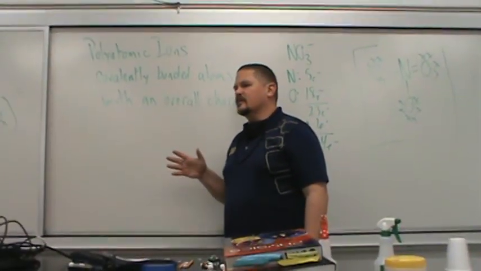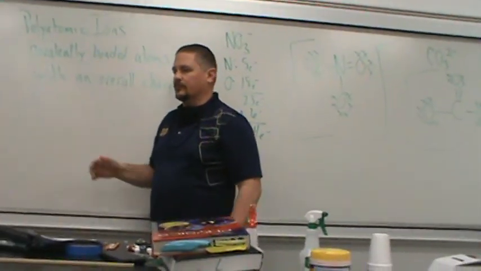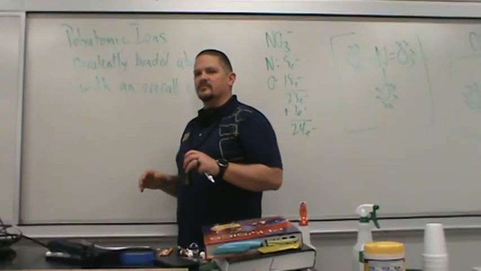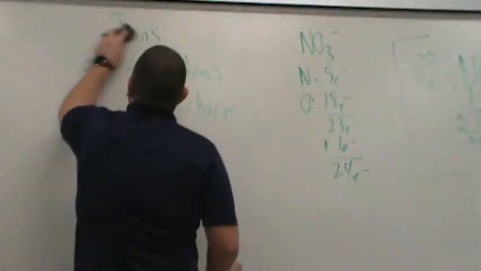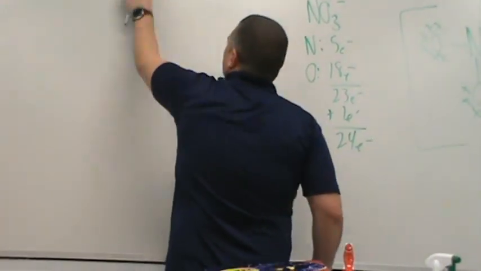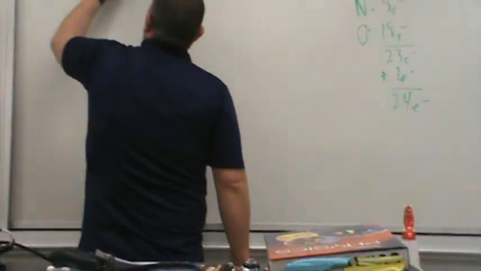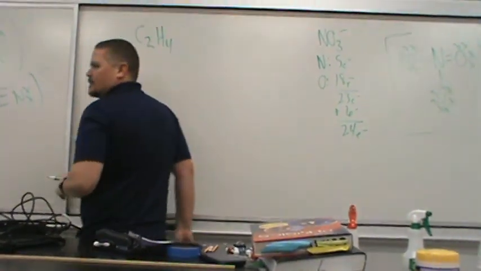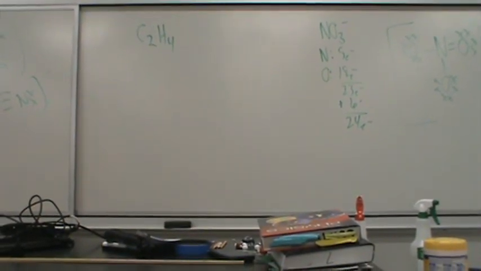I guess you can say they're going to be just a little bit more complex than what we've been doing so far. But with these, we really don't have a central atom to look at. Alright, C2H4. Just like what we've been doing so far, figure out how many electrons we're working with.